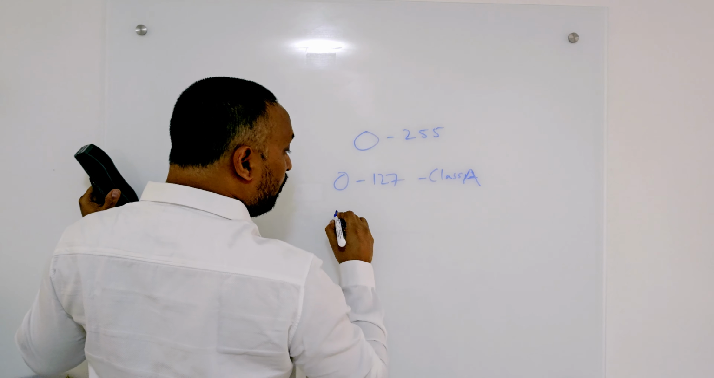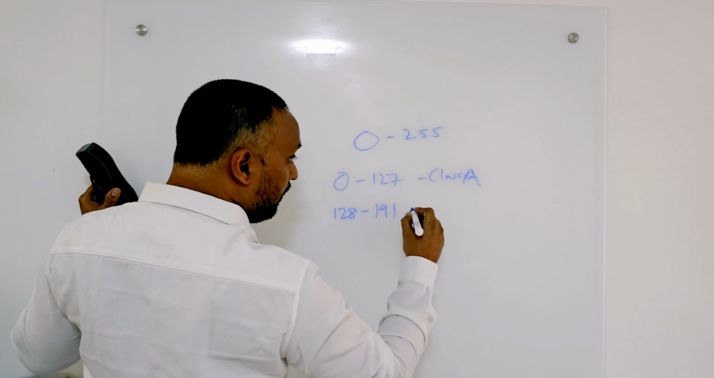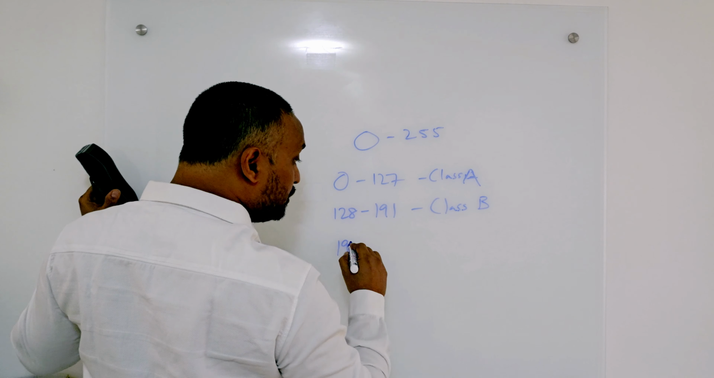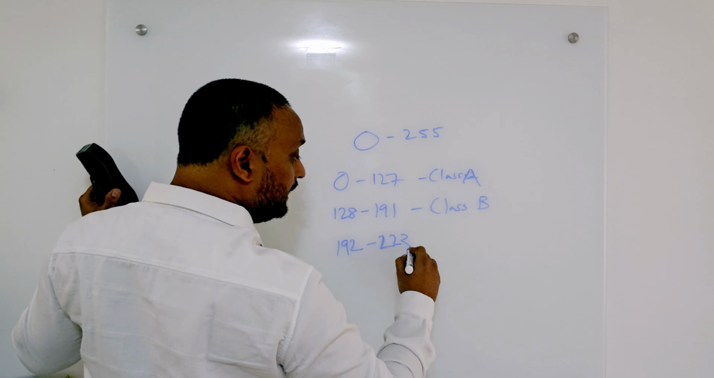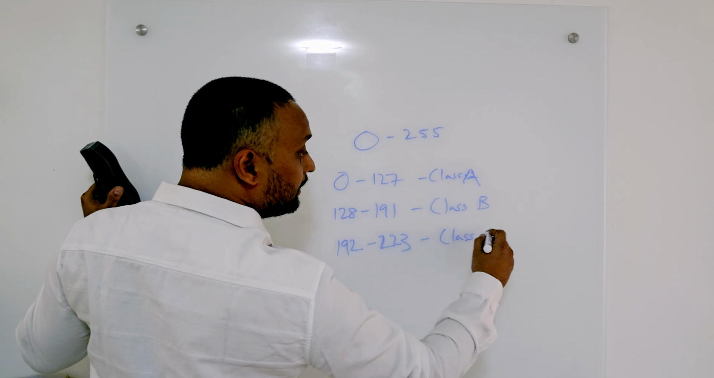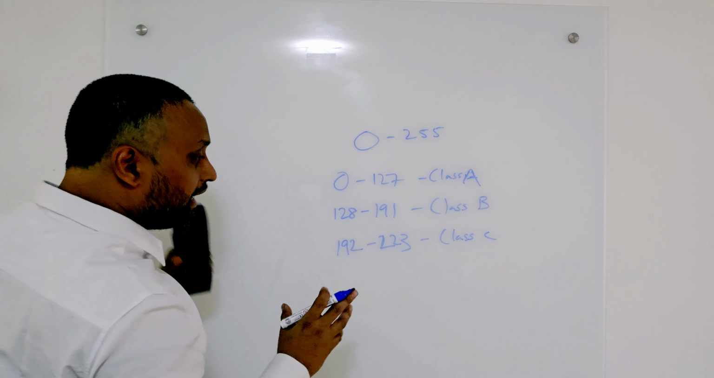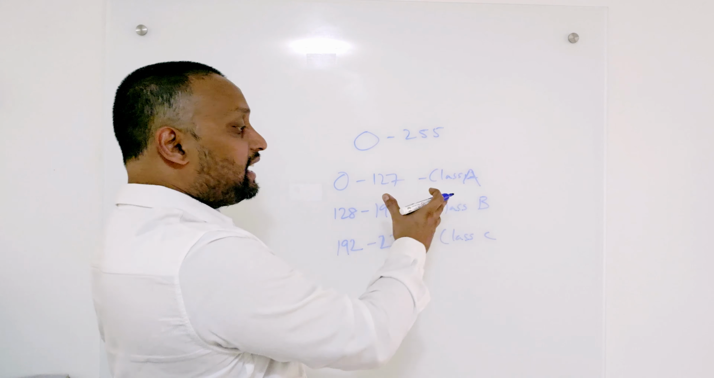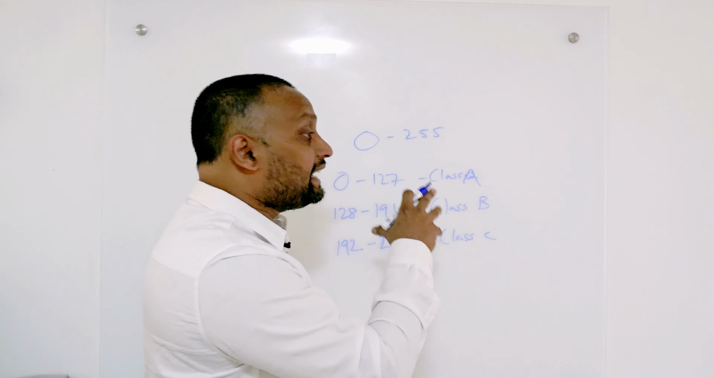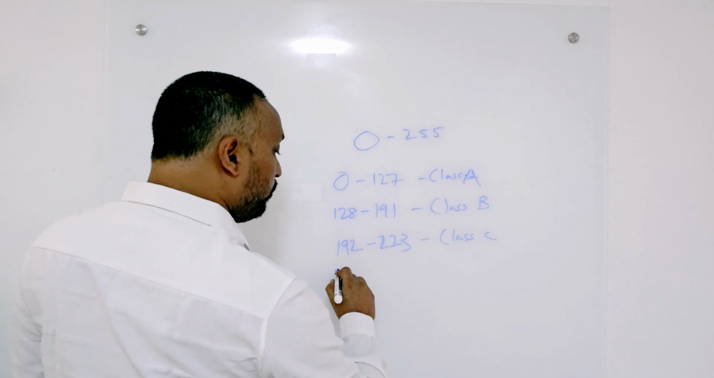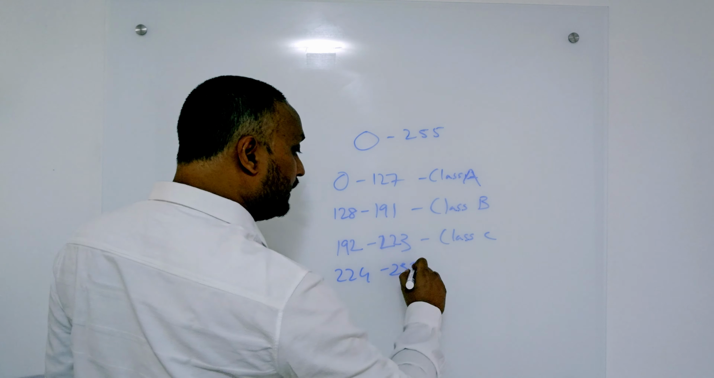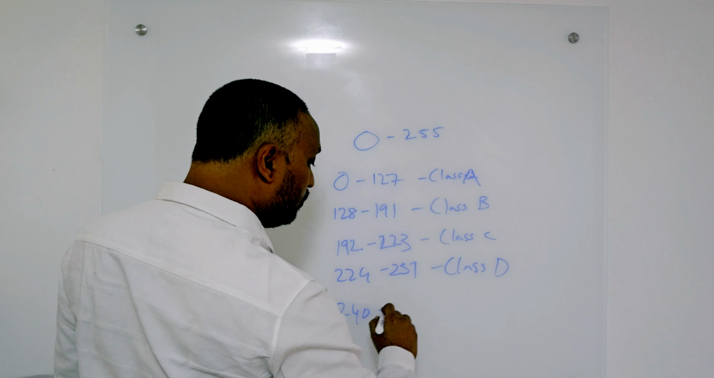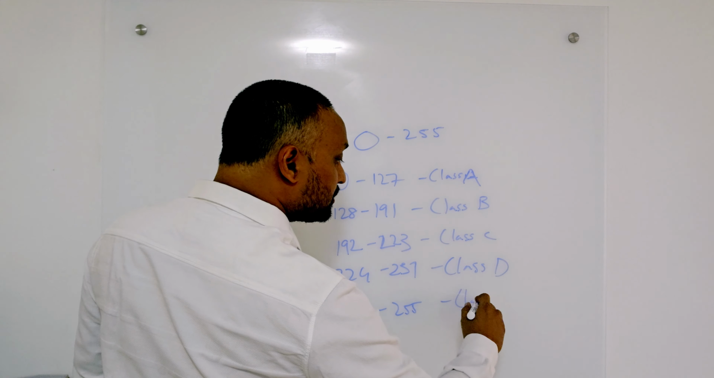And then 128 to 191 is known as class B IP address. And then 192 to 223 is class C. Mostly we use class C in our day-to-day activities and day-to-day life, but I will explain about class A, class B, class C, and what exactly this is all about. And then 224 to 239, this is class D. And then 240 to 255 is class E.